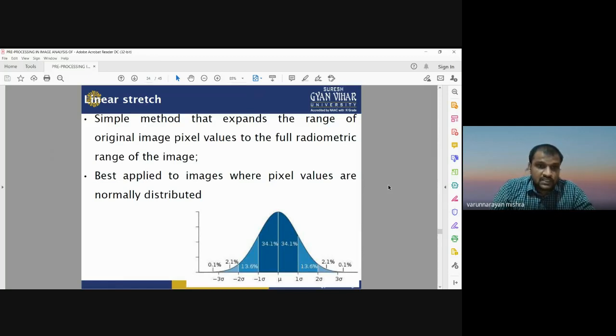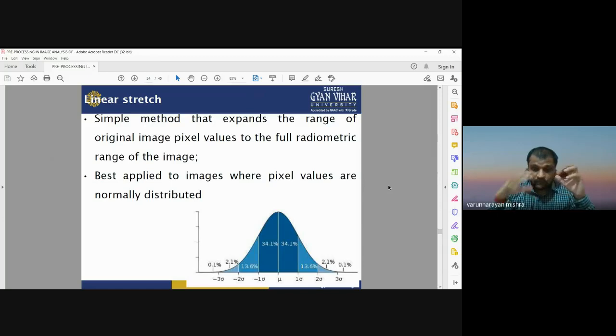Linear stretching is the simplest, widely used method to expand the pixel values of the original image to the full radiometric range of the image, because each image has some radiometric range. When we are working on an 8-bit image, its radiometric range will be 2 to the power 8. For a 10-bit image, it will be 2 to the power 10. For a 16-bit image, it will be 2 to the power 16. This is the full radiometric range of the image.